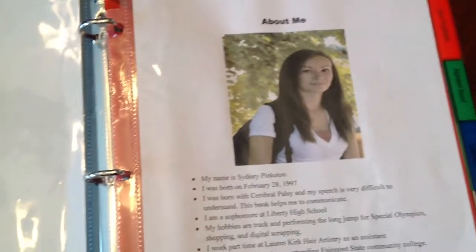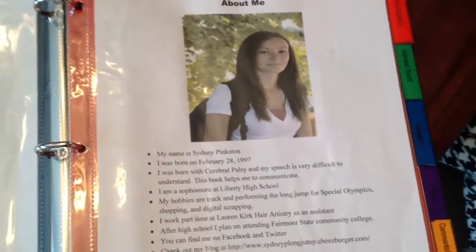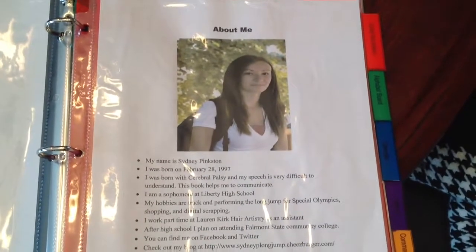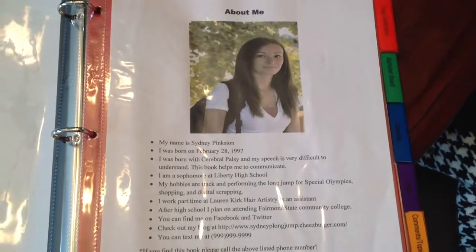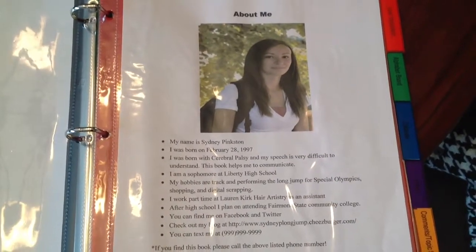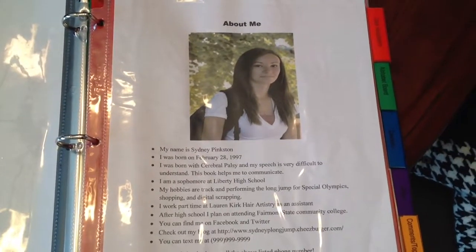The next page includes just a little summary information about Sydney. I just made a lot of this up, but a picture of her. It has her name, birth date. I also included that she was born with cerebral palsy and that speech is difficult, and that's why she needs this book to help her communicate.